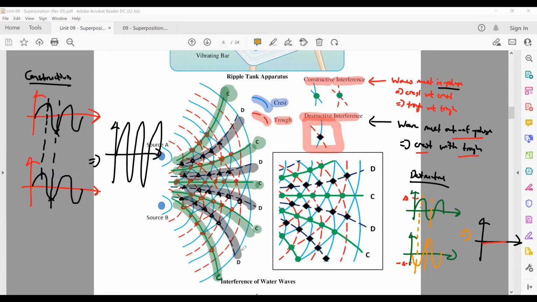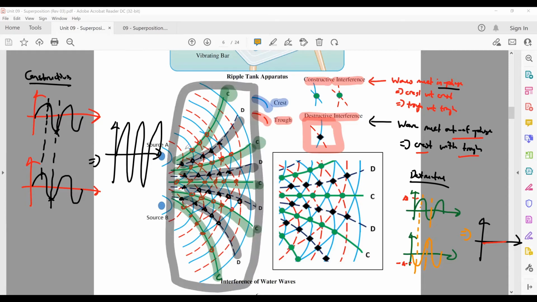In the case of a ripple tank experiment, which is meant to show the interference pattern from two sources using water waves, you expect to see this pattern. This little thing here is what we call the interference pattern. You can see certain regions that are constructive, and certain regions that are destructive. This is what we call the interference pattern.